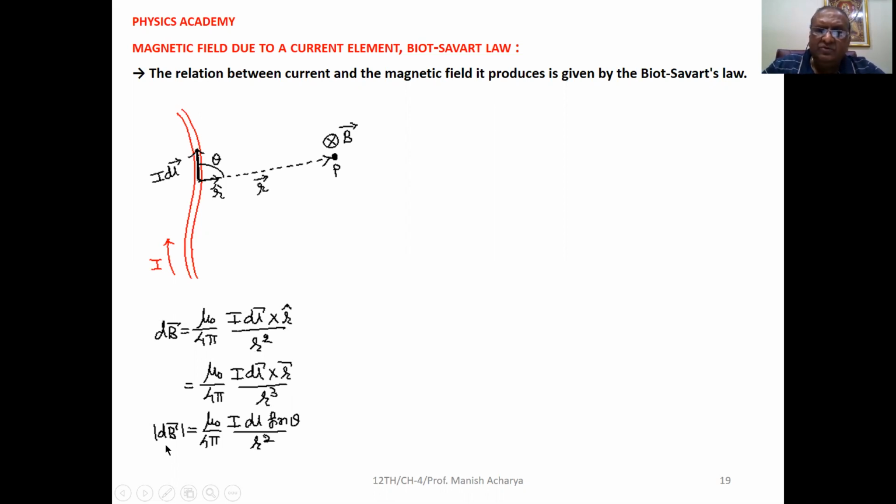Now, magnitude wise, you can write the equation of magnetic field as mu0 upon 4 pi, I dl sine theta upon r square. And here we can fix the direction of the magnetic field B at point P using the right-handed screw rule. It will be perpendicular to both the current element and the position vector. And specifically in this case, the magnetic field at point P is perpendicular to the plane of paper and going inside.